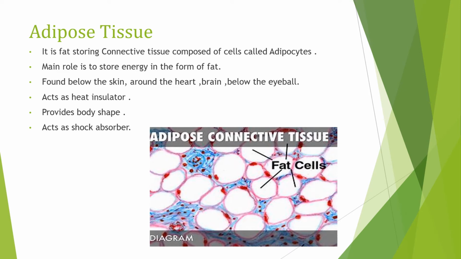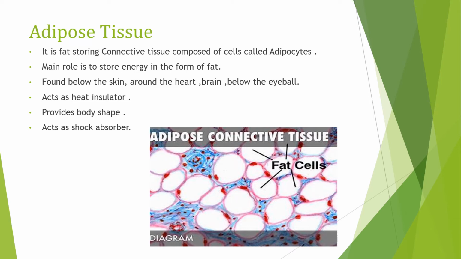The next tissue is adipose tissue. It is a fat storing connective tissue composed of cells which are called adipocytes. And what is its main role, what does it do? It stores energy in the form of fat. Obesity in animals is not dependent on the amount of body weight, remember, but on the amount of body fat. That is, what is the body fat? It is the adipose tissue.